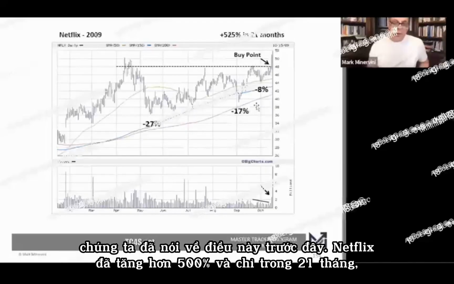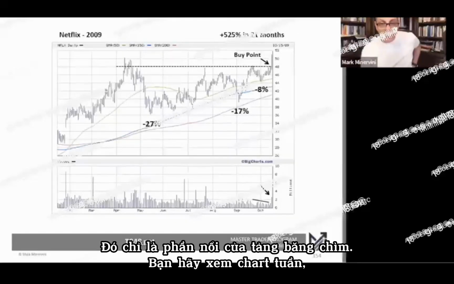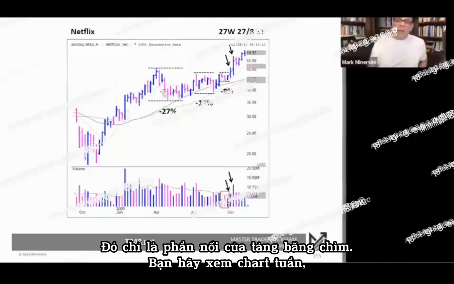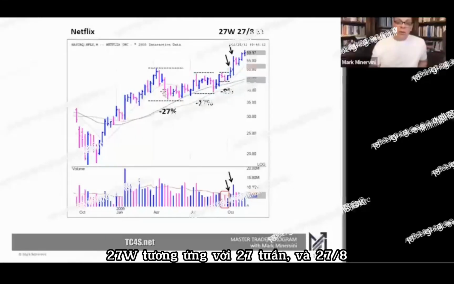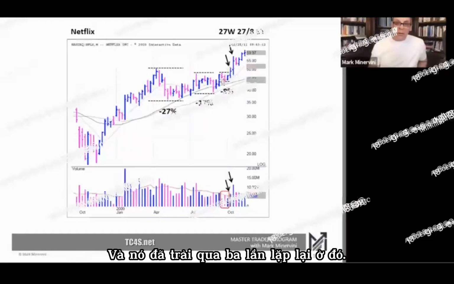We talked about this before. Netflix went up over 500% in just 21 months, and then made a much bigger move after that. That was only the tip of the iceberg. If you take a look on a weekly, here you go, 27W, which is 27 weeks. 27 by 8, 27% on the first contraction, and 8% on the last, and it went through 3 iterations there.